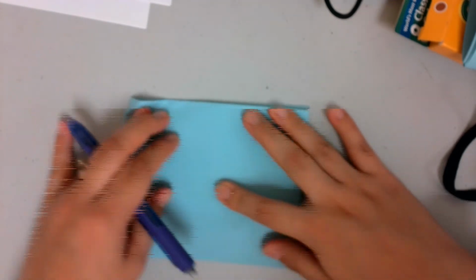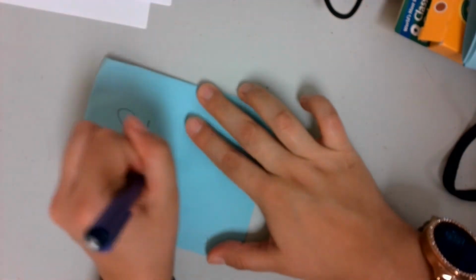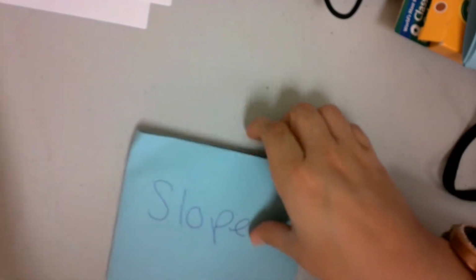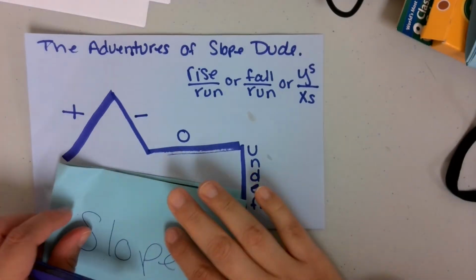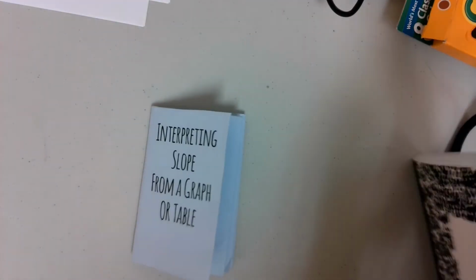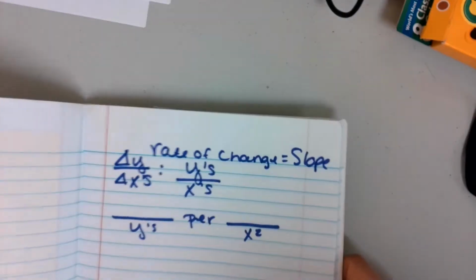You can fold these in half, and then you can write slope on the front, glue this in your journal. So you have this in your journal, and you have this right underneath that. And then the last set of notes that we're going to do are these notes. For those notes, at the top, we're going to write the following.